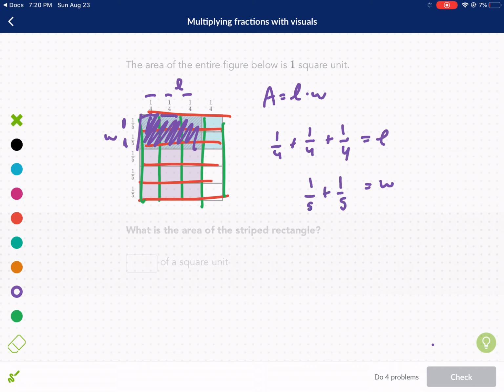So the first thing we need to do is simplify that. So we get 3, add the tops, keep the base. That's the rule for addition. Add tops, keep the base. That's the rule for addition, 2/5. So we have 3/4 and 2/5.